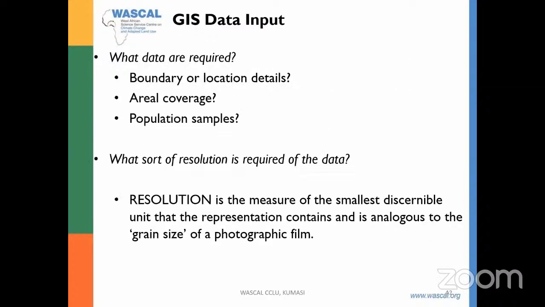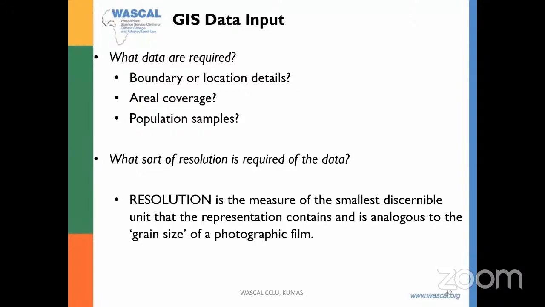Before we can use these data sets, we have to ask ourselves some questions. What are the data required for, in terms of boundary location details, area coverage, and population sample? Once we know this, we know the kind of data we are supposed to go in for. And based on the analysis that we want to perform, at what resolution is the data required? Are we looking at a small scale or a large scale?